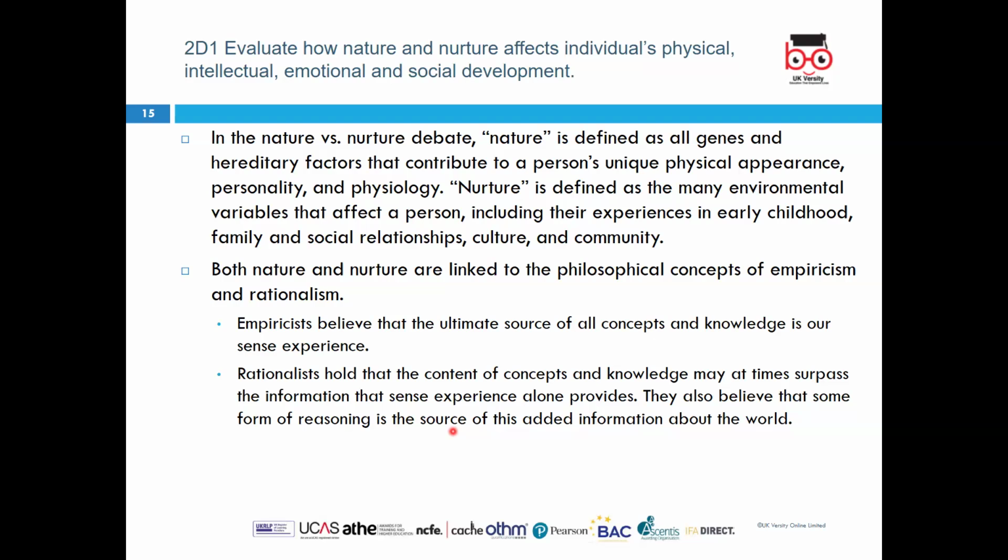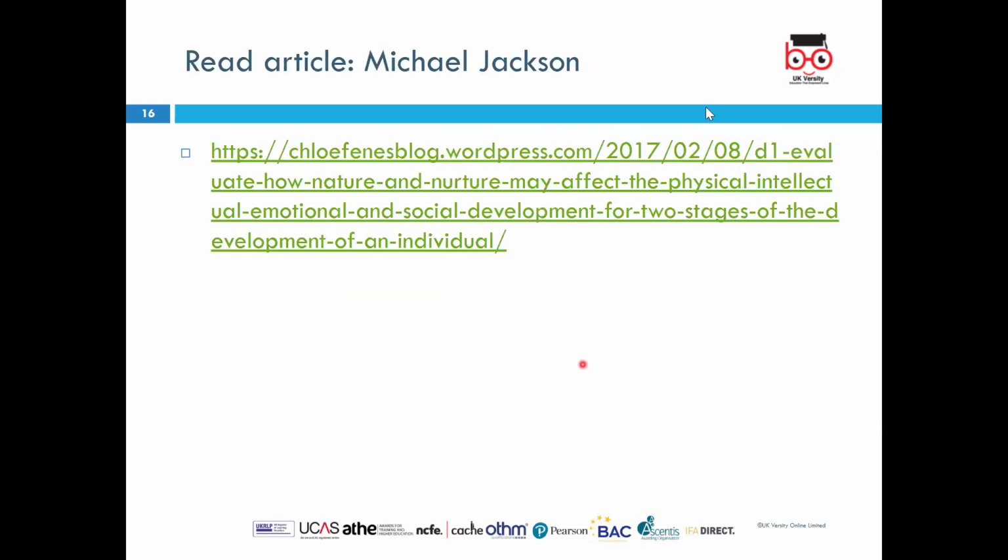So empiricists, as the name says, believe that the ultimate source of all concepts and knowledge is our sense experience, whereas a rationalist will hold the view that the content of concepts and knowledge may at times surpass the information that sense experience alone provides. So they also tend to believe that some form of reasoning is the source of this added information about the world.